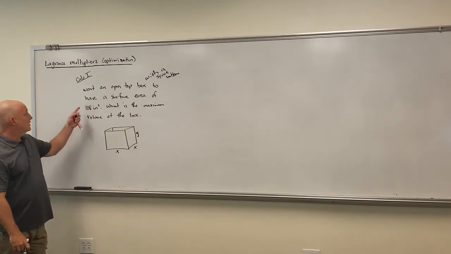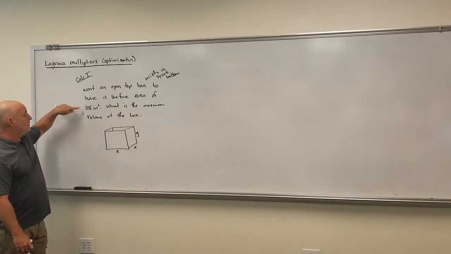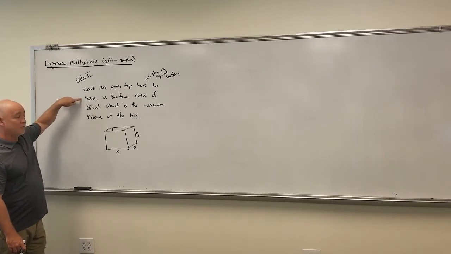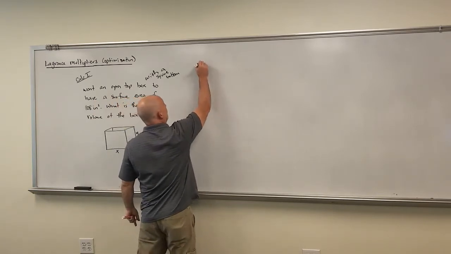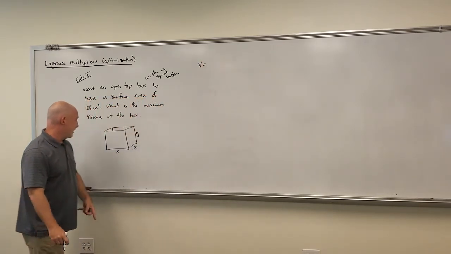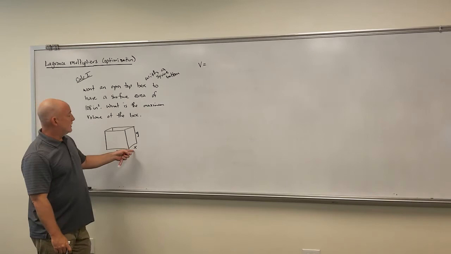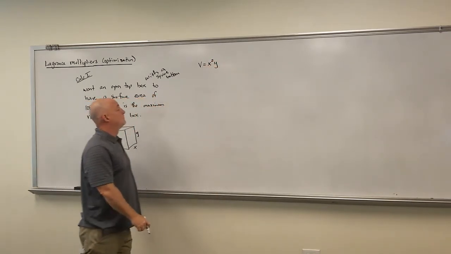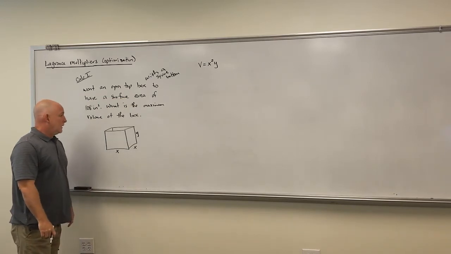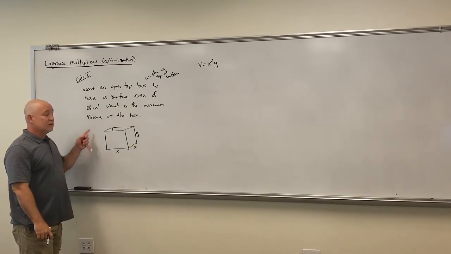All right, so we have two things we want to do. We want to maximize the volume, and we know what we want for the surface area. So let's start with the volume, because that's going to be our primary equation, the one we want to minimize or maximize. Of course, it's just a box, so length times width times height. So that's going to be x squared y. All right, so we also have a constraint here.